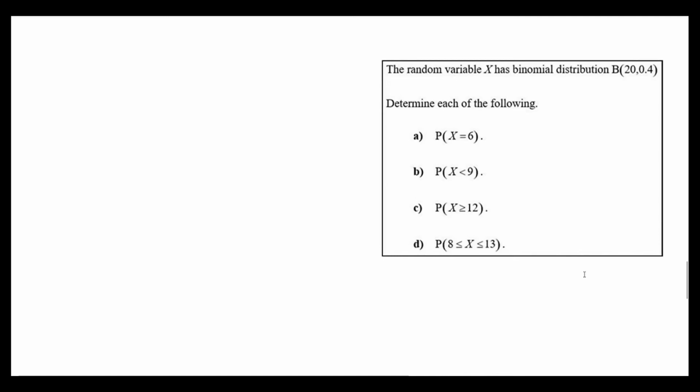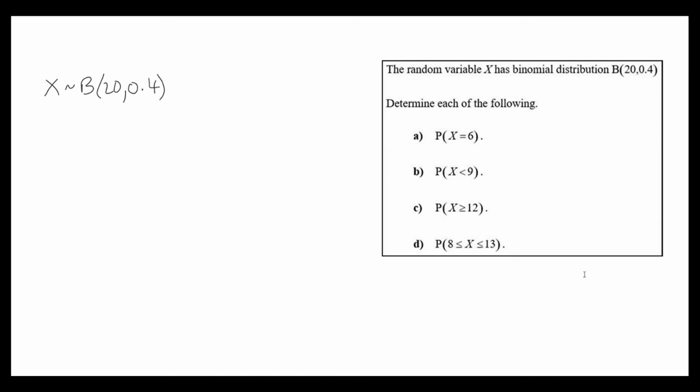This next question, we're going to be doing some binomial distribution calculations. We've been given the binomial distribution to work with, and we've been asked to find these four probabilities. So, starting off with the distribution, just so I know what I'm working with. In part A, the probability that x equals 6.